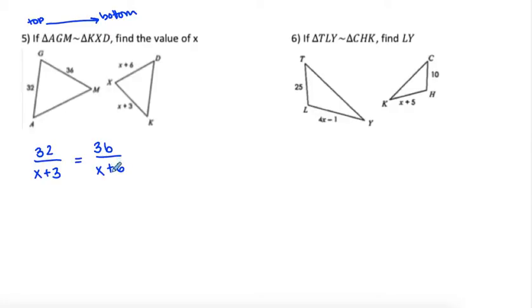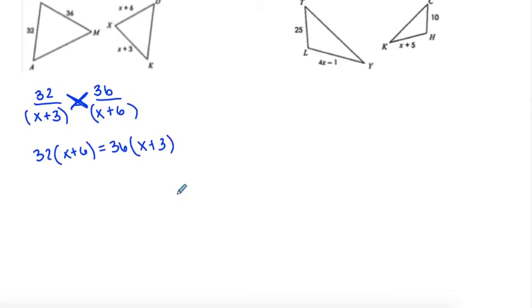So in this case, I don't actually know what the scale factor is because I have 2 unknowns, but it is still something that I can cross multiply as long as I remember to put my parentheses in. So I'm going to get 32 crosses with x plus 6 must be the same as 36, which cross multiplies with x plus 3. And now I'm back to my solving. So if I do 32x plus 32 times 6, which is 192, that will equal 36x plus 36 times 3, which is 108.